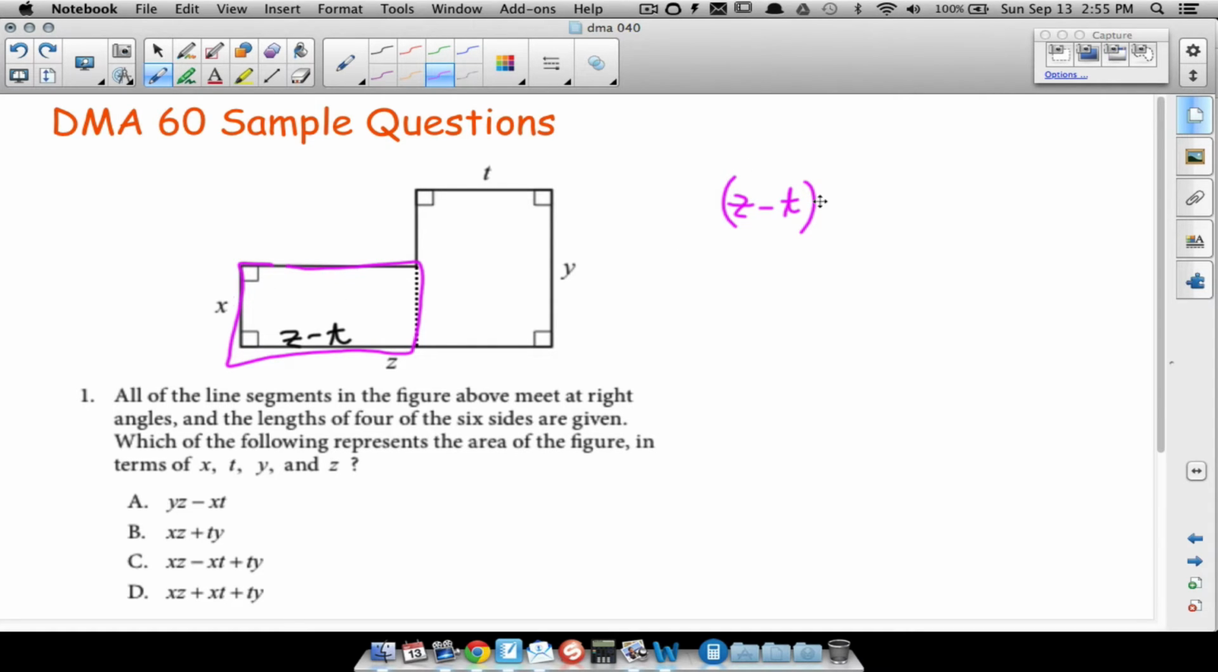The width would be x. Maybe you've heard of the formula base times height. It's the same thing as that, I just called it length and width. So that's the area of that rectangle. Now, what about the area of this rectangle?